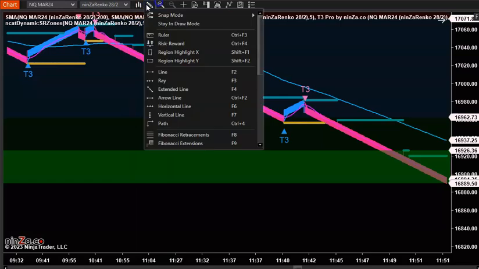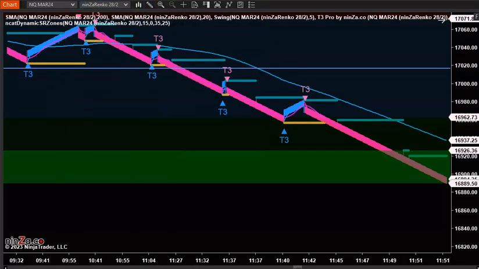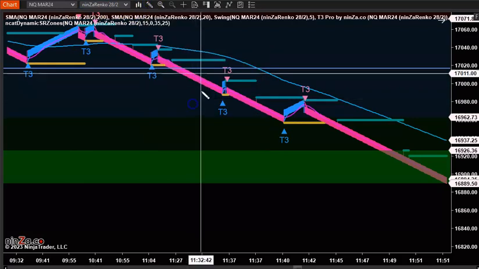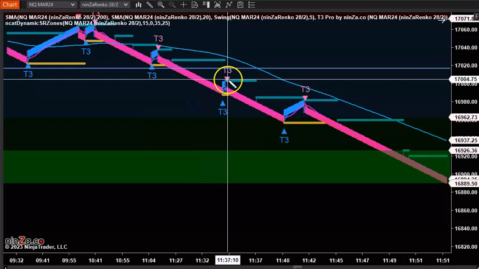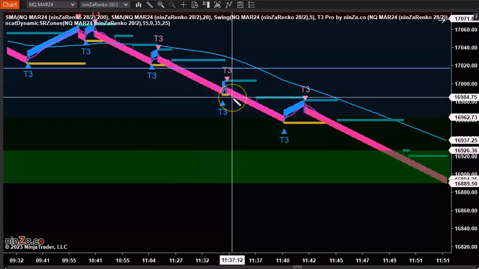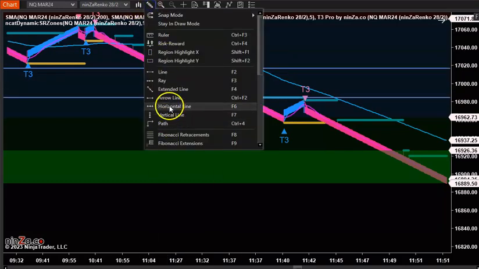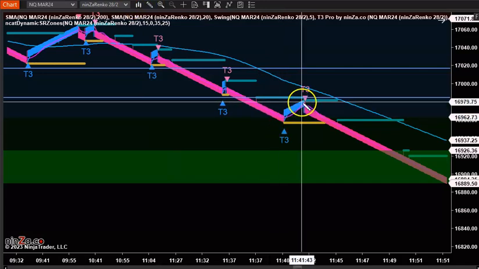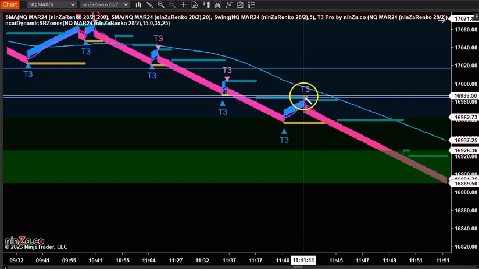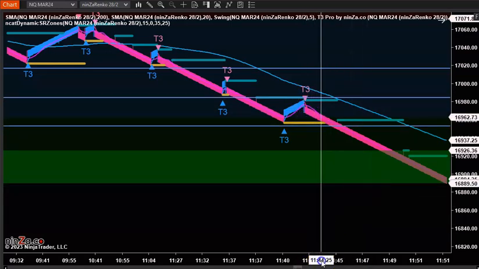So you would just put a line here. You could take an entry there. For another one here, you have another pullback here. You'd probably be stopped out of that depending on where your stop was. You could take another entry there. And then this one here is the best one, a little bit more of a pullback, which is more ideal really. And then you have an entry there.